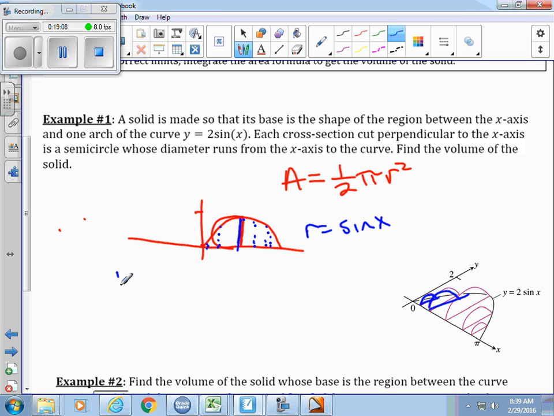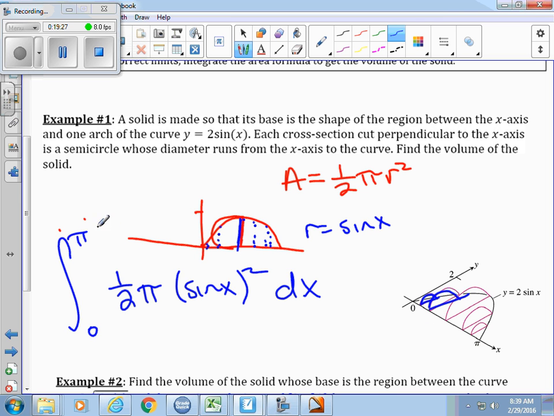So my area function is 1/2 pi times sine of x squared. And I'm going to integrate that dx from 0 to pi, the edge of your regions. So it started at 0, ended at pi, because that's where sine crosses the x-axis. Integrating that will give you the volume of that solid, because it adds up.